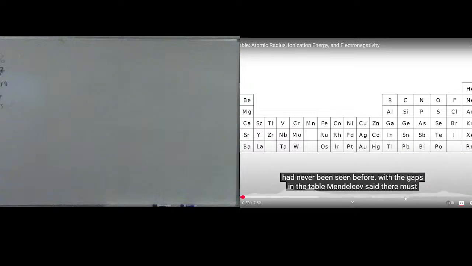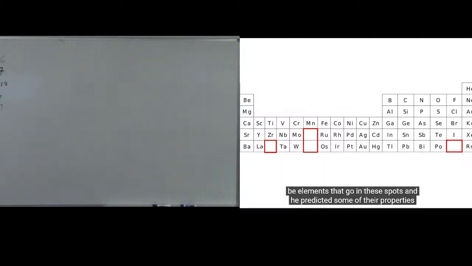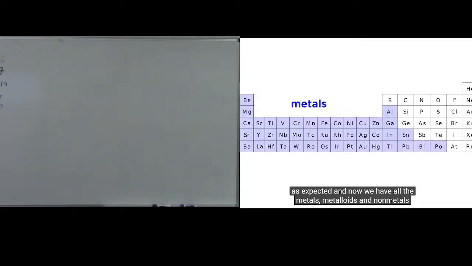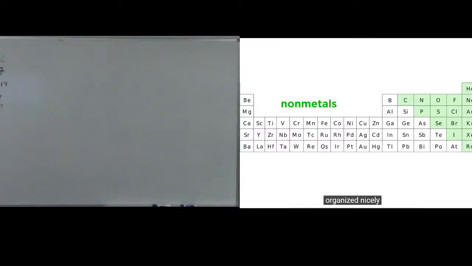It also predicted the existence of elements that had never been seen before. With the gaps in the table, Mendeleev said there must be elements that go in these spots, and he predicted some of their properties. Eventually, these elements were discovered with the properties precisely as expected, and now we have all the metals, metalloids, and non-metals organized nicely.